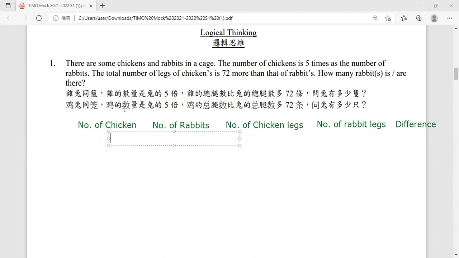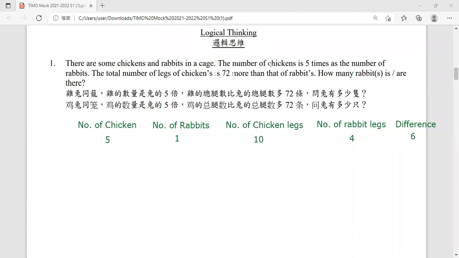Because we have the number of chickens 5 times the number of rabbits, if I have 1 rabbit here, then I put 5 chickens here. So there are 10 legs, and we have 4 legs. So the difference is 6. But I need to make up 72 here.